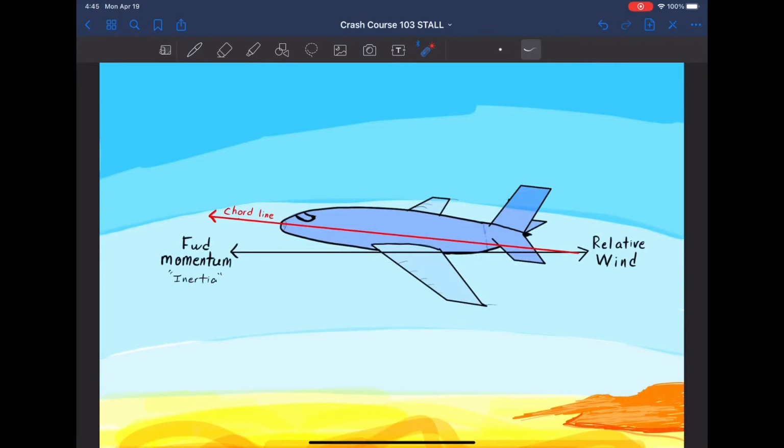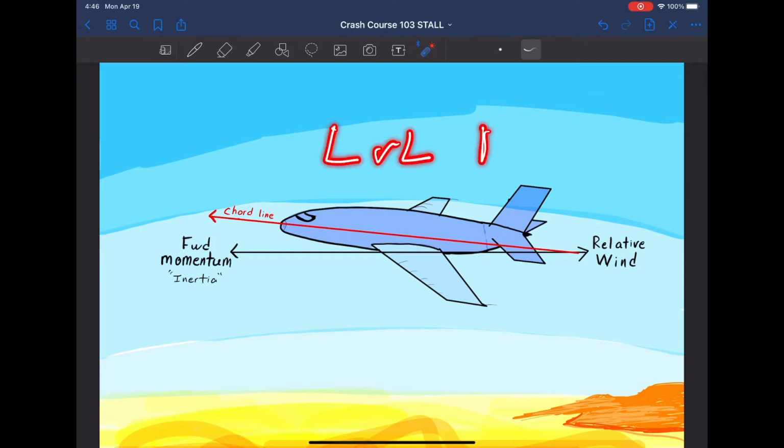I've drawn an airplane with a black line and a red line. The black line is forward momentum and relative wind. Forward momentum is where the airplane is actually going, and relative wind would be the equal and opposite direction of the wind impacting your face. When an airplane is in level flight, most people assume that the black line and the red line are the same. In reality, they're not.